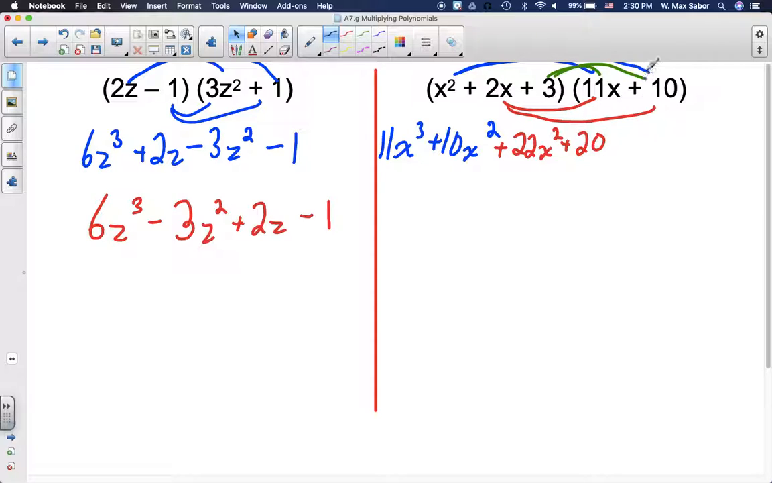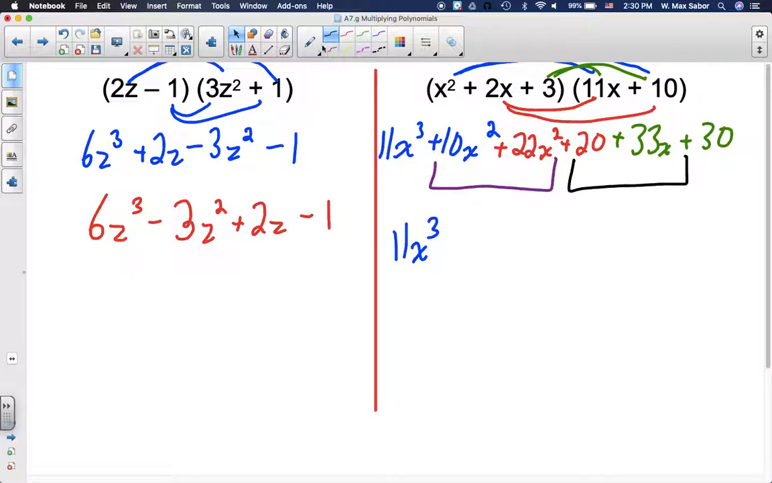Last is 3 times each of these, which is 33x plus 30. Now there's multiple sets of like terms: one set of like terms there, and another set of like terms here. So we still have the 11x cubed, we still have the positive 30, and now we need to combine the like terms. The x squared term is 10 plus 22, which is 32. The x squared stays the same.